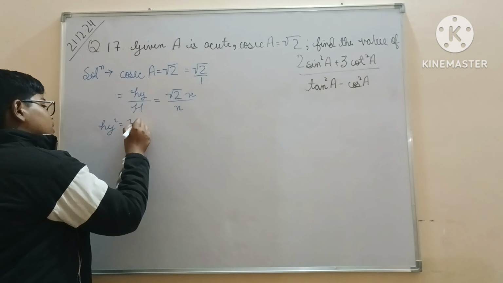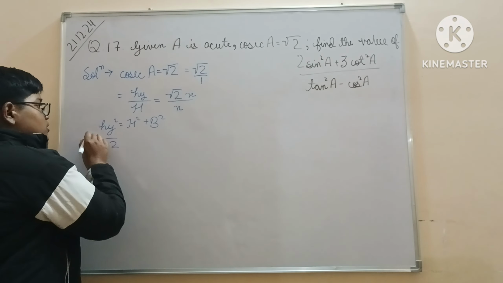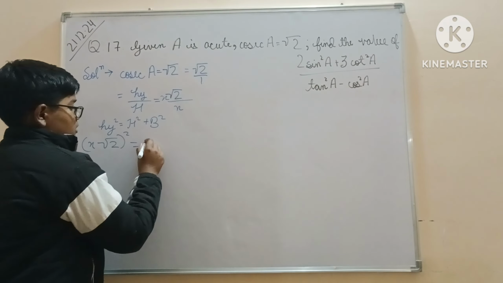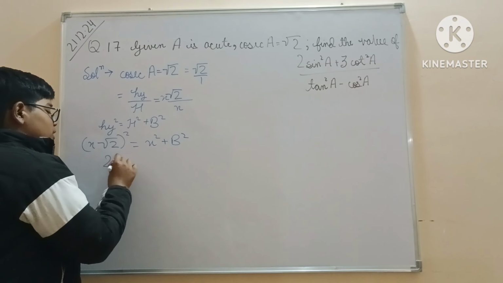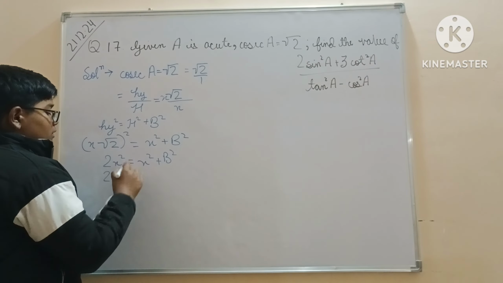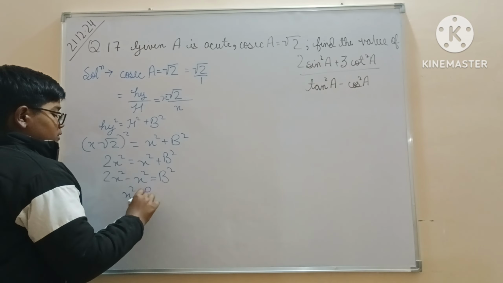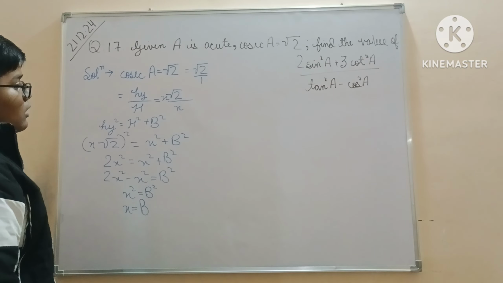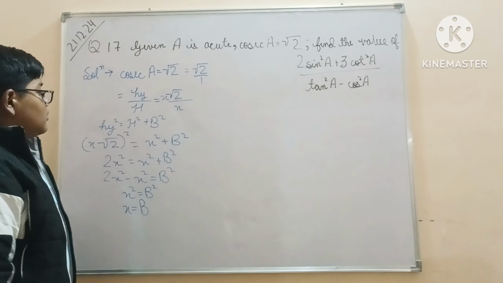Hypotenuse square is equal to height square plus base square. So the hypotenuse is x root 2, which will be whole squared, and that equals height x squared plus base squared. This becomes 2x squared equals x squared plus base squared. Now x squared will be transferred to that side and become negative x squared, so x squared will be equal to b squared. Taking the root of both, the value of b will become x. So now we have found the values of base, height and hypotenuse.